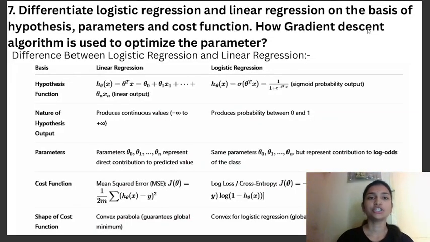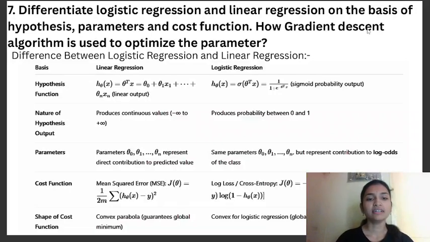It is: differentiate logistic regression and linear regression on the basis of hypothesis, parameters, and cost functions, and how the gradient descent algorithm is used to optimize the parameters. Difference between logistic and linear regression on the basis of hypothesis function: here is the function of linear regression and logistic regression. The hypothesis output in linear regression always produces continuous values, but in logistic regression, it always produces a probability between 0 and 1.